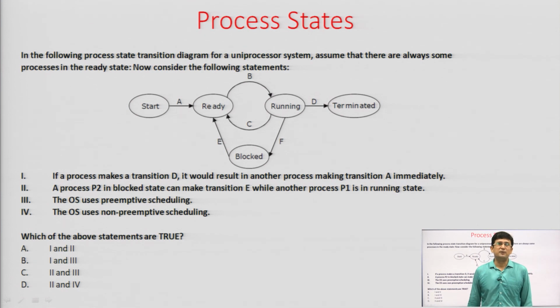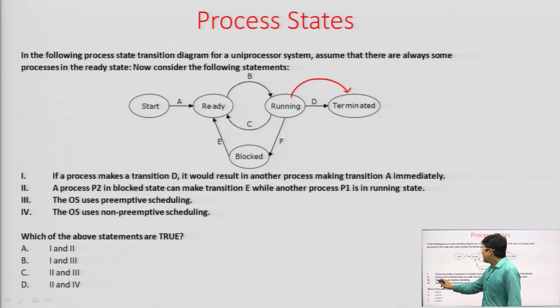Now, you can solve several problems related to this. For example, in this question it is asked which of these statements is false. According to this, if a process makes a transition D, it would result in another process making transition A immediately. D means a process has gone from the running state to termination. Obviously, a new process will be brought from the ready state to the running state. The next statement says a process P2 in the blocked state can make transition E. E means block to ready, while another process P1 is running in the running state. Yes, possible. A process which is blocked can come to the ready state.